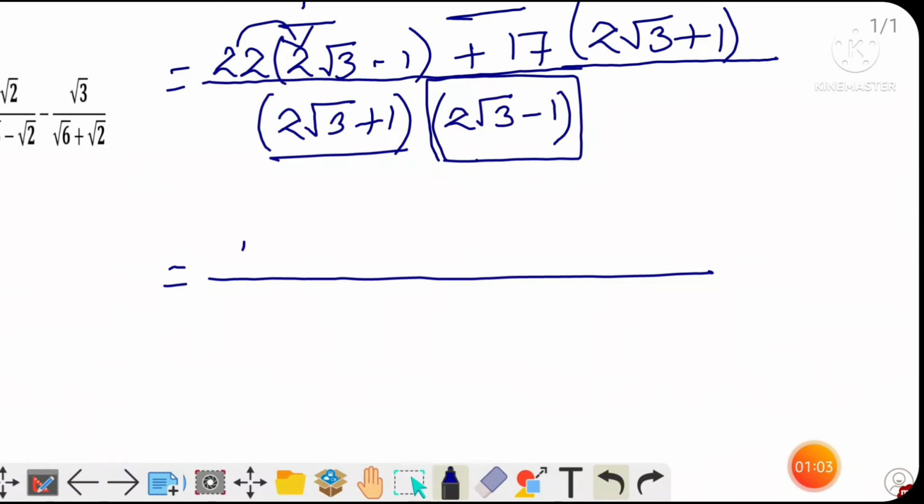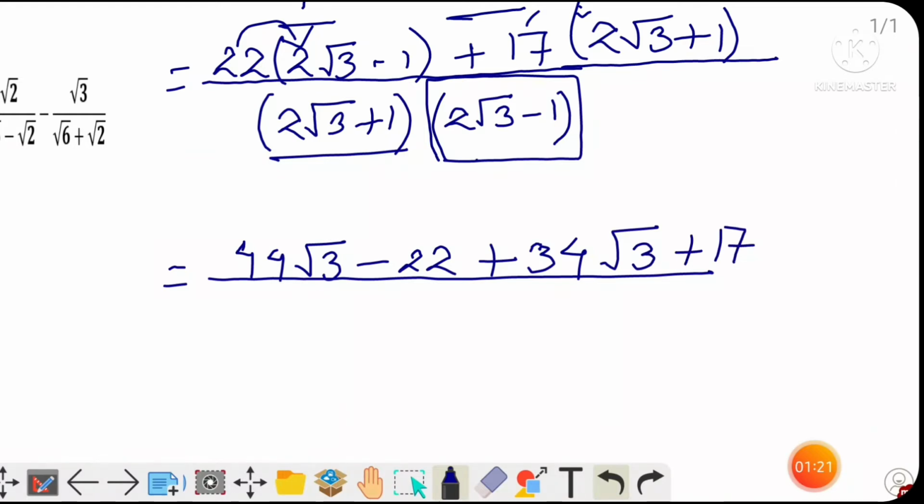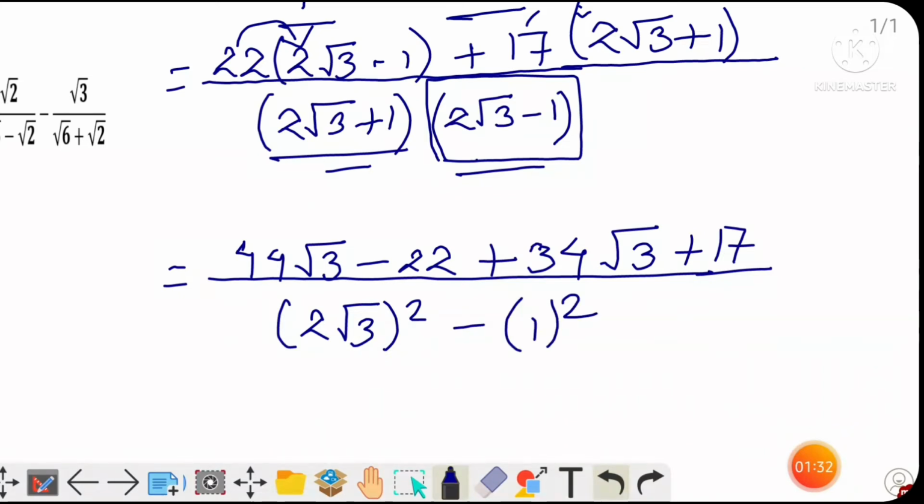By multiplying, we'll get 22 into 2 is 44 root 3 minus 22, plus 17 into 2 is 34 and root 3 is also there. So 34 root 3 plus 17 into 1 is 17. And in the denominator we have a plus b into a minus b, that is the a square minus b square formula.